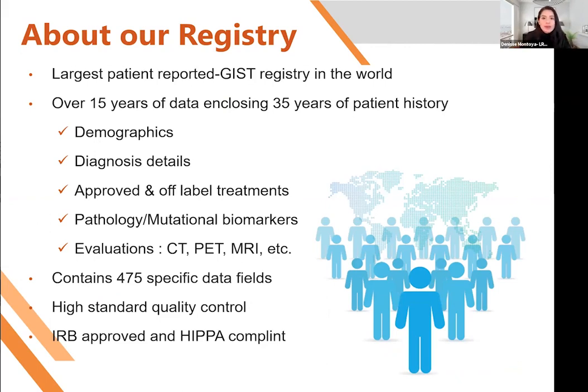And just to summarize what we collect in the registry, we collect information about demographics, we have diagnosis detail, any approved or off-label treatments. We're able to gather pathology and mutational biomarkers. And we also collect evaluations, CT scans, PET scans, MRI, just to see how the prognosis of the patient develops over time. Our data contains 475 specific data fields, all related to the clinical diagnosis of GIST and the progression of GIST.